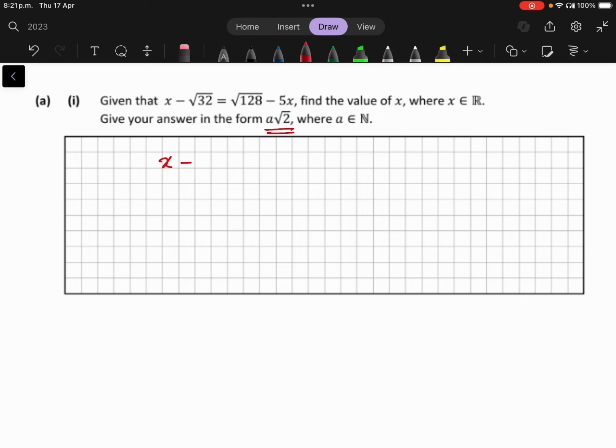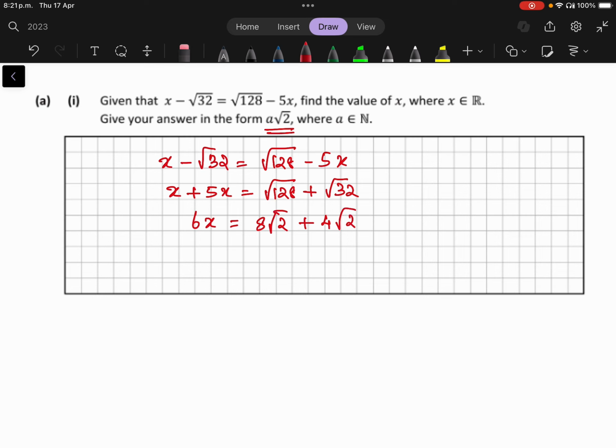Okay, let me just write this down. x minus root 32 is equal to root 128 minus 5x. So let me simplify it here itself. Okay, x plus 5x is equal to root 128 plus root 32. So 6x is equal to root 128 can be written as 8 root 2, and root 32 can be written as 4 root 2. Okay, and that's equal to 6x is equal to 12 root 2.